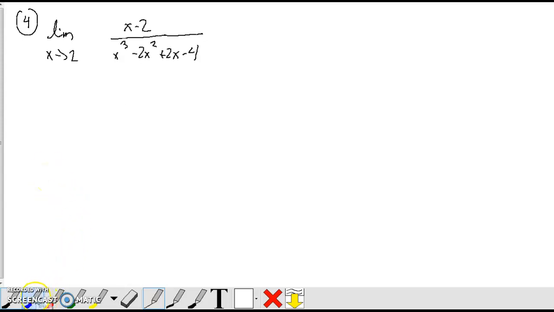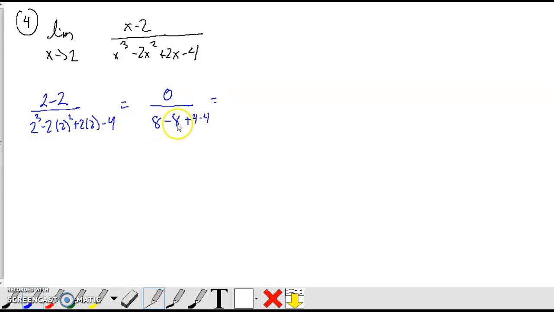All right, so if you're coming back from the paused video, you should have noticed when you plugged it in, 2 cubed minus 2 times 2 squared plus 2 times 2 minus 4. So we have to do a little bit more work on this one. So 8, 2 squared is 4, 4 times 2 is also 8, and then this will be plus 4 minus 4. So 8 minus 8 is 0, 4 minus 4 is also 0, so 0 over 0. So indeterminate form, what are we going to do? So again, I know that x minus 2 is going to be a factor. We did long division on the last one. Let's do synthetic division.